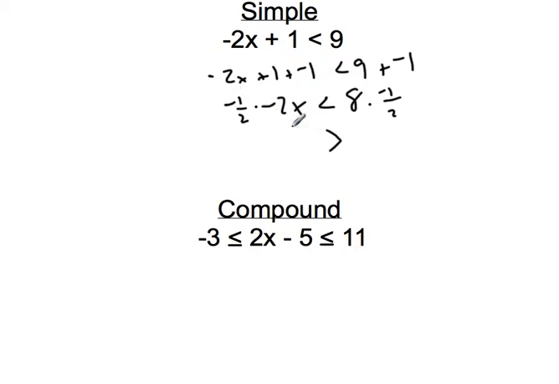Negative 1/2 times negative 2 is 1. We set that up on purpose. And 8 times negative 1/2 is negative 4. So my solution is that x has to be greater than negative 4 in order for this to work. Okay, let's go down to the compound inequality.